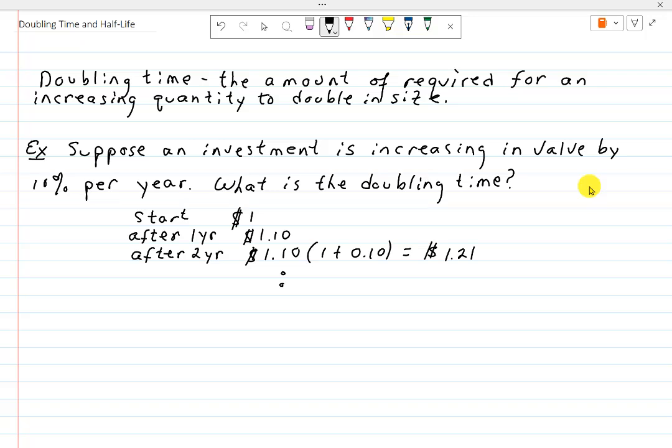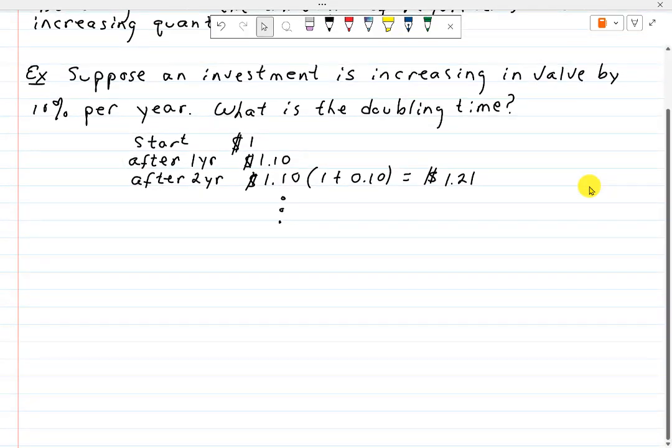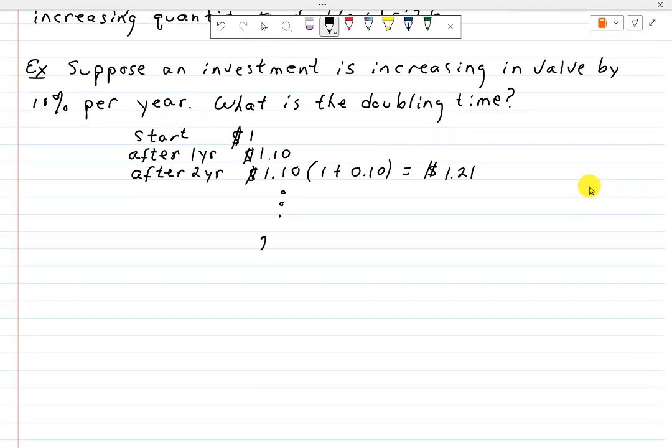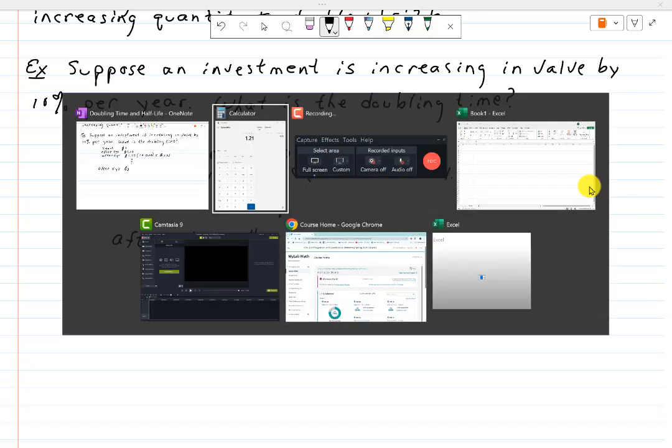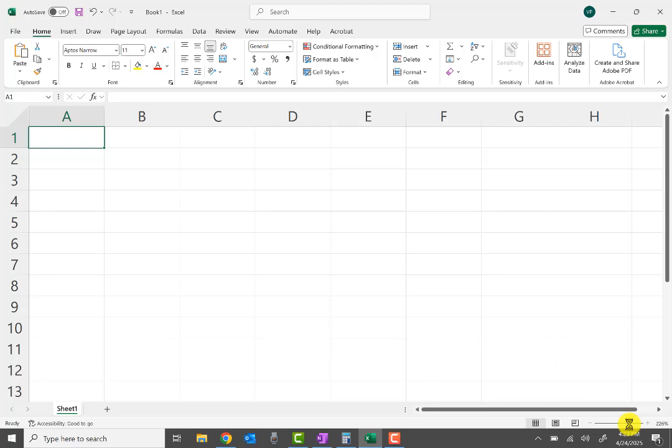And this goes on. I would like to know how long it is going to take until you get to this amount. So after how many years? Let's call it X years. I'll get to $2. Whatever that is, that'll be our doubling time. So the easiest way to work these kinds of problems is to use Excel. I'm going to pull up Excel to show you what I'm talking about. Hopefully you can see what we have there.